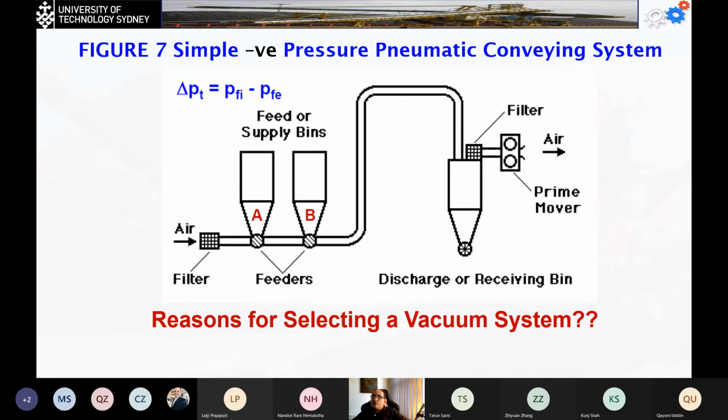Now, this will be the case for the twin system or the parallel system. We're going to have the feed or the supply pins. And in that case, we're going to have a negative pressure generated in the system because we're going to have the prime mover at the end of the system. Now, in that case, the delta PT, or the delta of the total pressure, is going to be the input pressure minus the exit pressure.